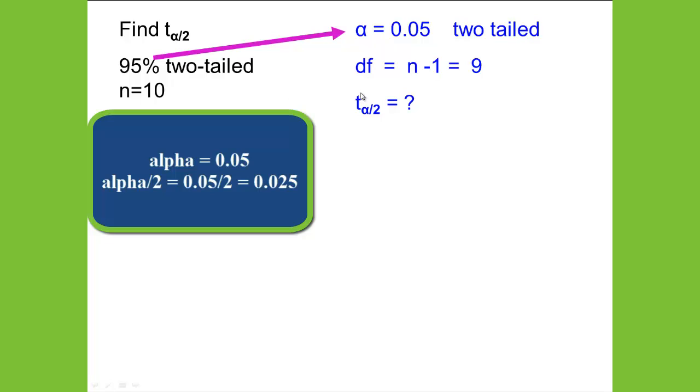Our degrees of freedom, notice that we have used our abbreviation. Math teachers love to abbreviate, so DF stands for degrees of freedom. It is n minus 1, 10 minus 1 is equal to 9. So we're going to be looking for the t alpha divided by 2.